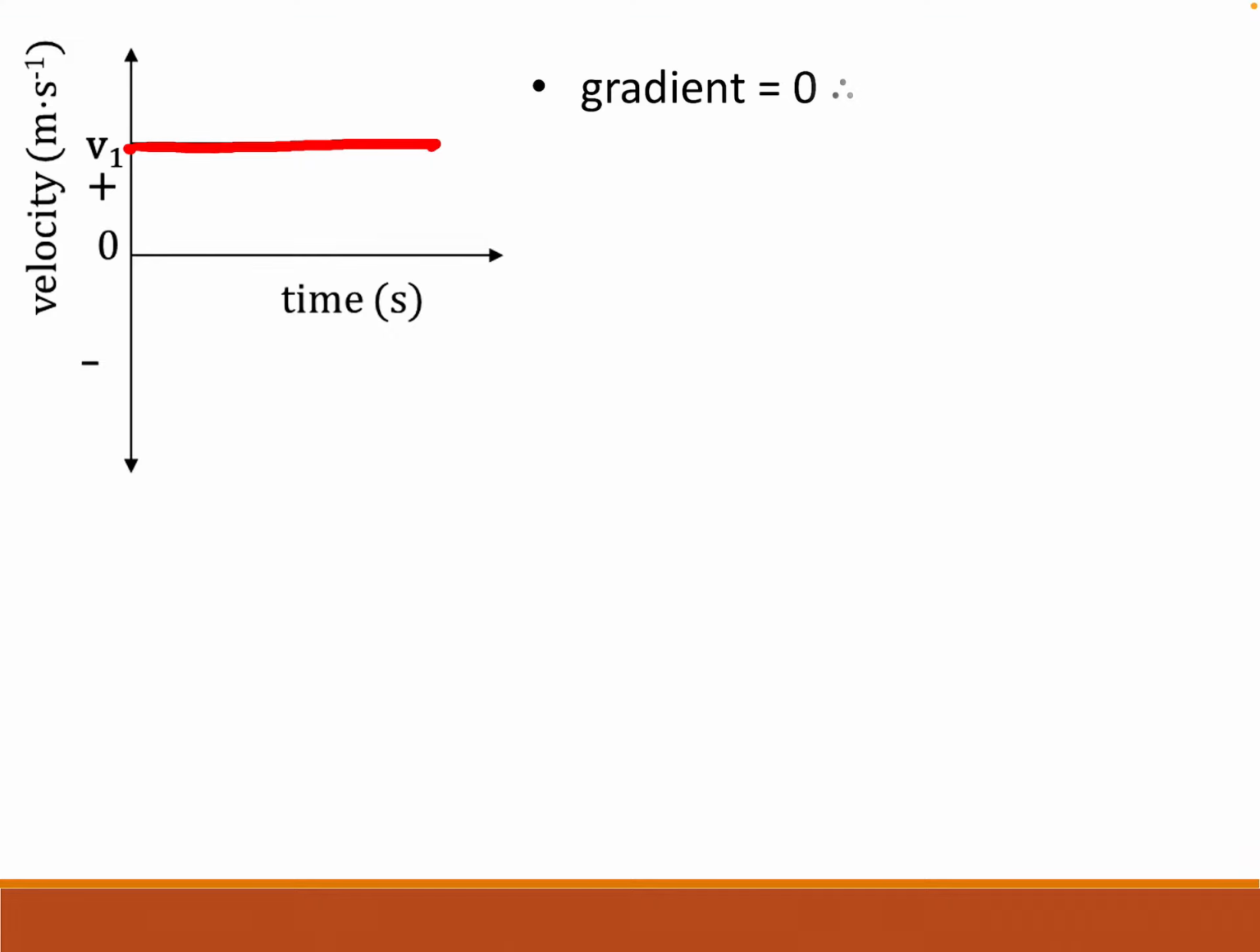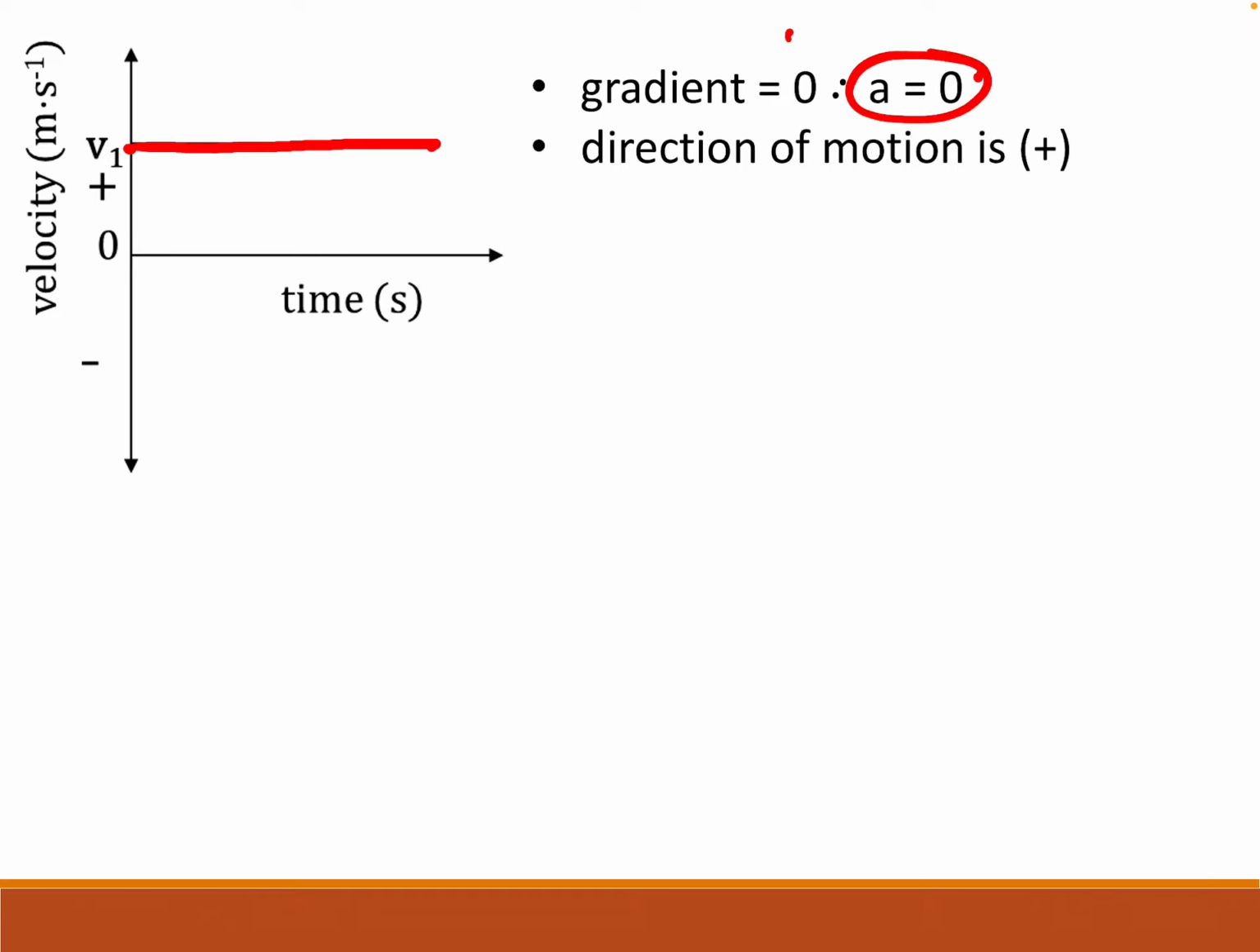So that's quite useful. Because my velocity is constant, it's a straight line parallel to the time axis because it's not changing. Okay, and it has a value, so it's a nice straight line. The gradient is 0 though, because acceleration is 0. It's in the positive direction of motion because it's on the positive side of my axis, and it's above the time axis. If it was negative, velocity would be below the time axis.